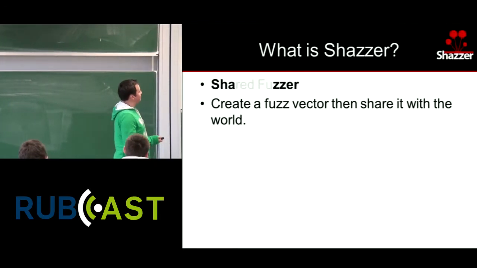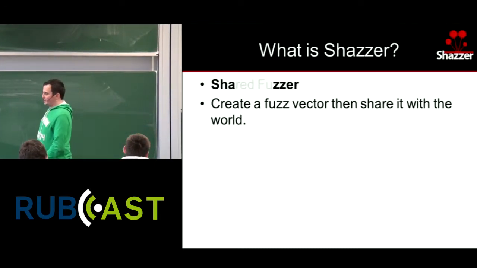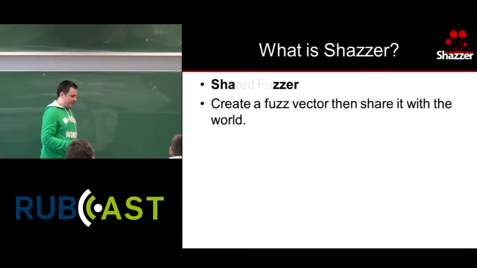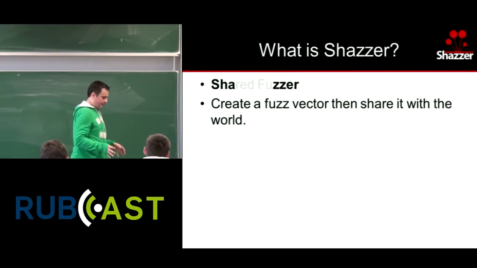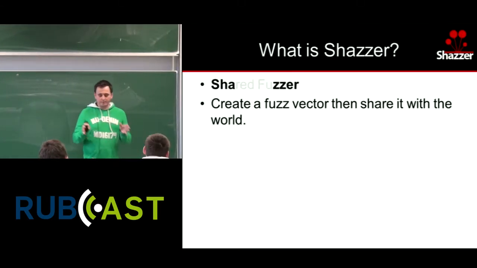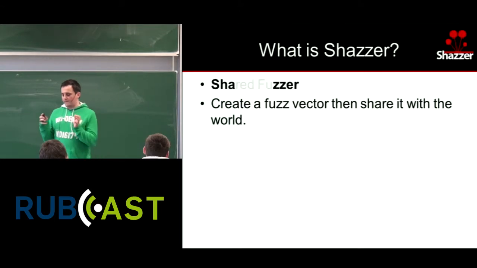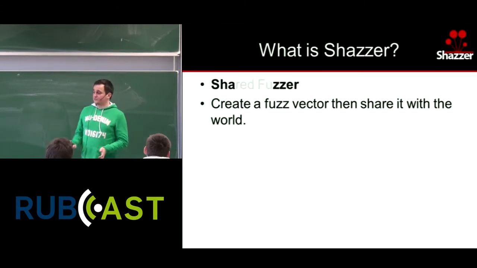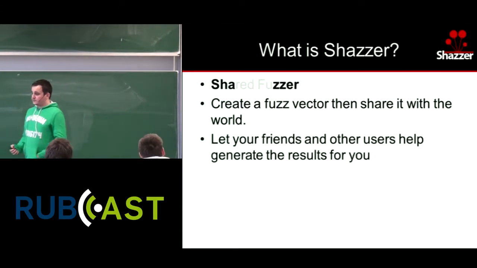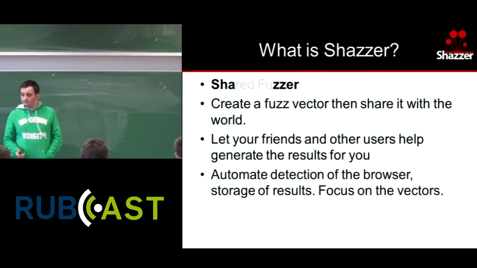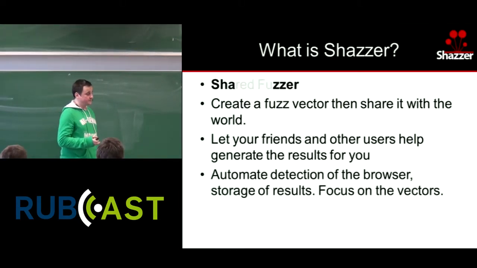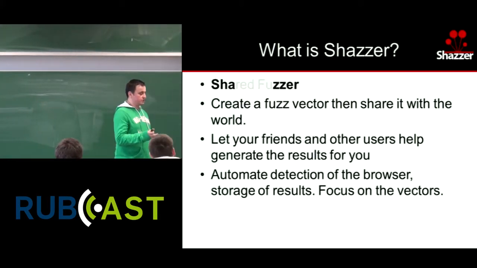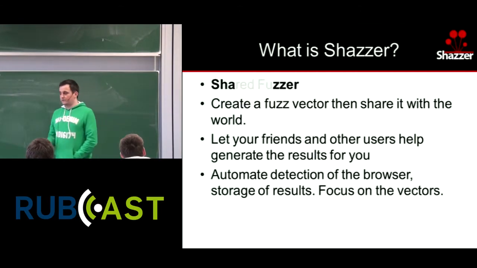So we create a fuzz vector, and you share it with the world. What we're trying to do is take a vector of fuzzing and boil it down to just the bare bones of it. So we want to use fuzzing in a way that you use XSS vectors, for example. We want to automate this. So we want to detect the browser, we want to allow somebody else to use it, and we want to store the results.